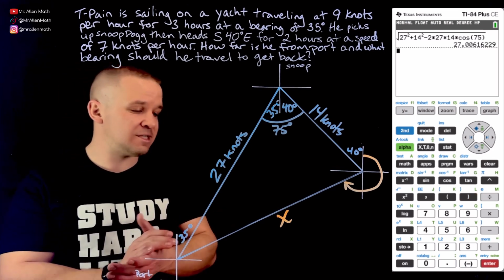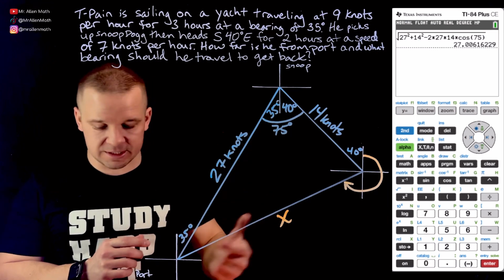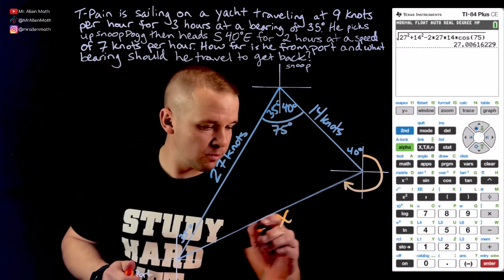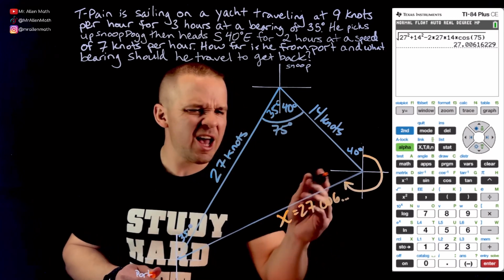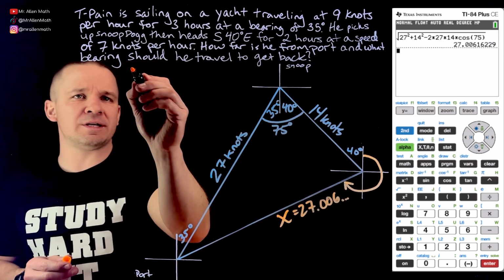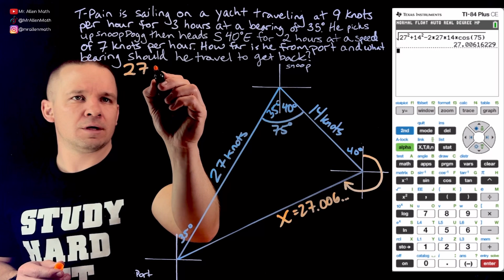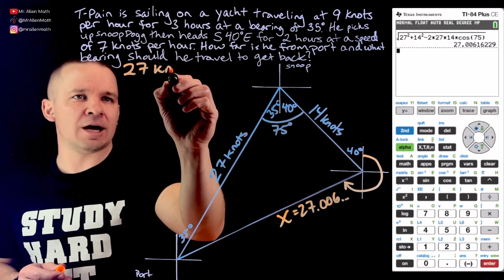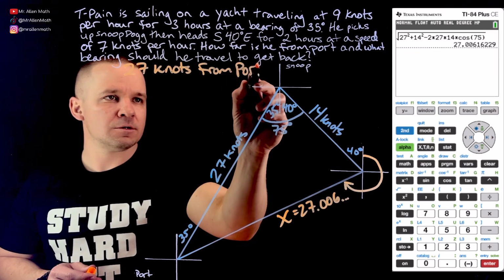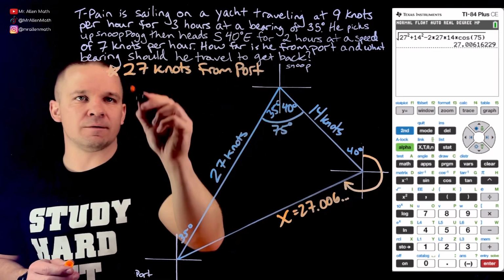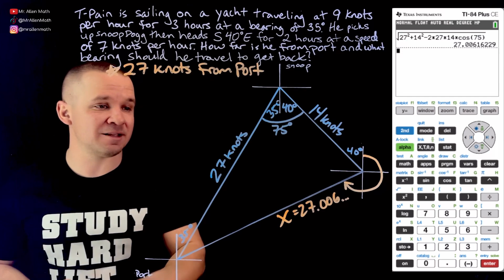We got 27.006. So I will go ahead and say 27.006 and change. As a final answer, we'll say 27 nautical miles, or knots, whatever we're saying right now, from port. So I've already got one of them done. Star. I don't know why I need a star there, but that's one of my answers, right?